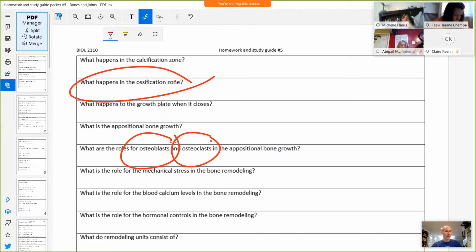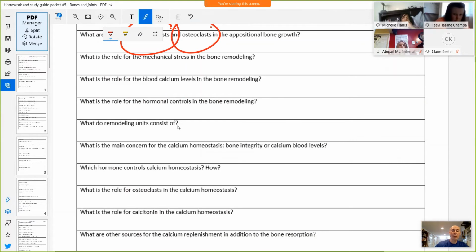Calcium levels determine if it occurs or not. Calcium is more important than remodeling. So if calcium in the blood is low, there will be no remodeling. The bone will be degraded to provide enough calcium in the blood. Hormonal controls determine when it happens, like growth and thyroid hormone. They increase the bone growth. Remodeling units consist of osteoblasts and osteoclasts.